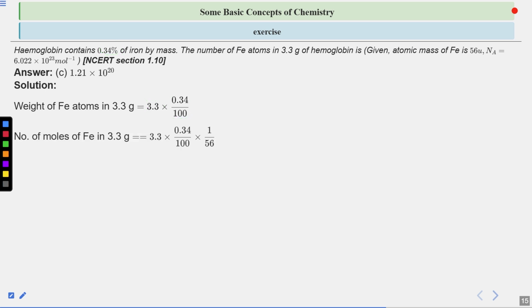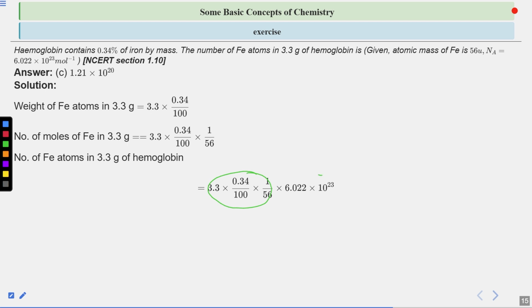Now if we know the weight, can we calculate the moles of that? Very simple. Given weight divided by the molar mass. Then if we know the number of moles, can we calculate the number of atoms? Yes, it's very easy. Just multiply the number of moles with 6.022 into 10 to the power 23. And if you do that, you will get 1.21 into 10 to the power 20 as the number of iron atoms.